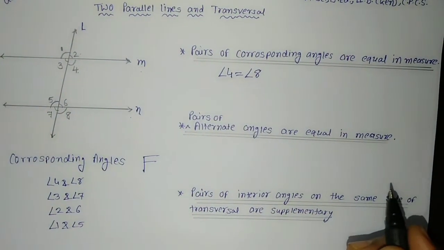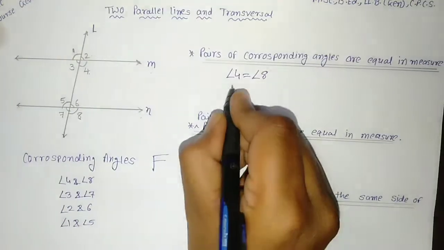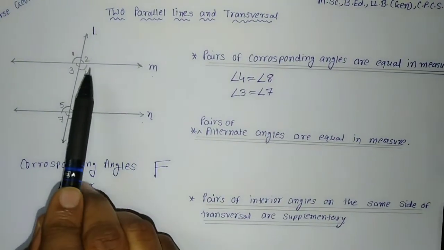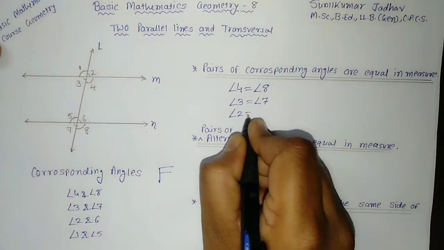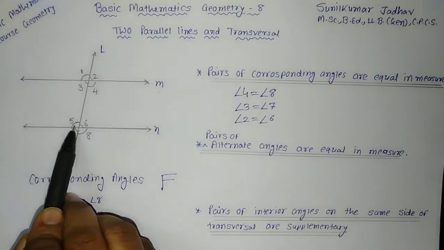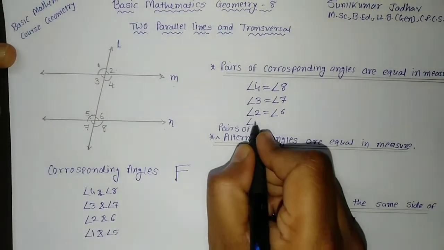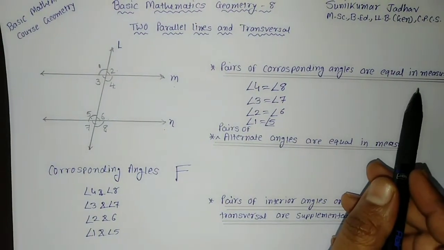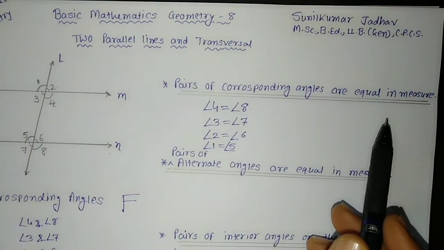Similarly, the other pairs of corresponding angles, 3 and 7: angle 3 is equal to angle 7. Similarly, angle 2 and angle 6: angle 2 is equal to angle 6. And angle 1 is equal to angle 5, because all these are pairs of corresponding angles. So this is what it says: pairs of corresponding angles are equal in measure. Whenever corresponding angles form, they are always equal in measure.